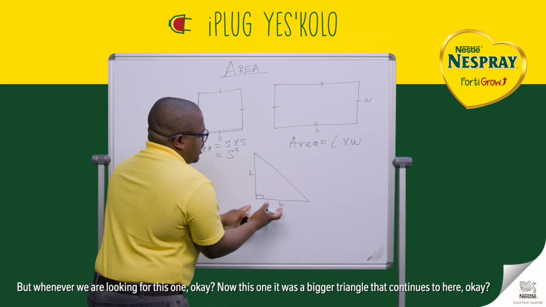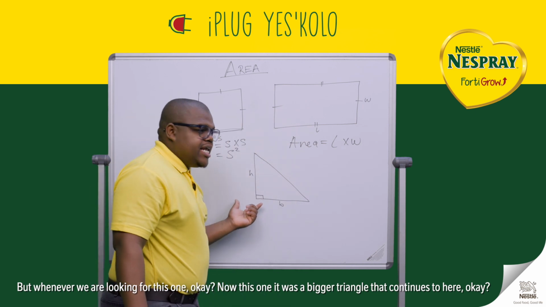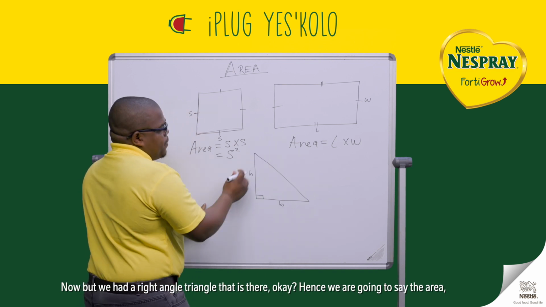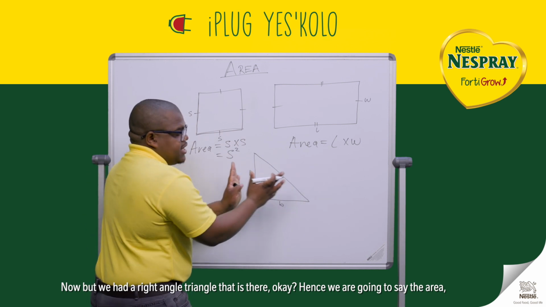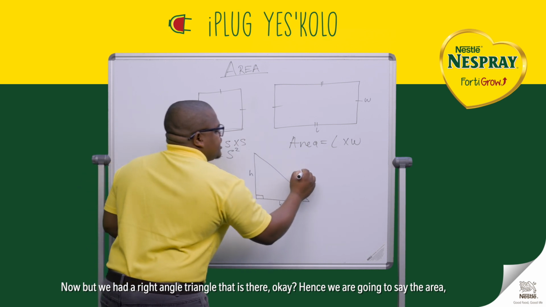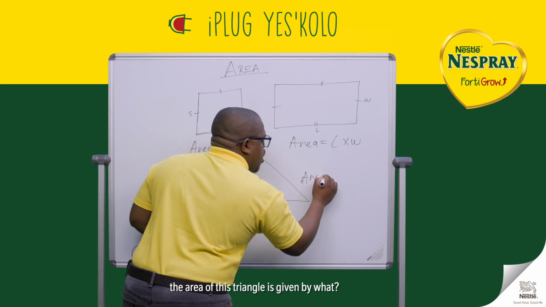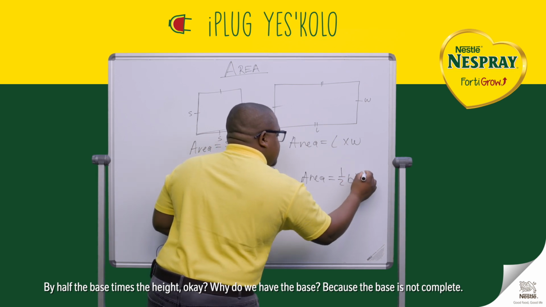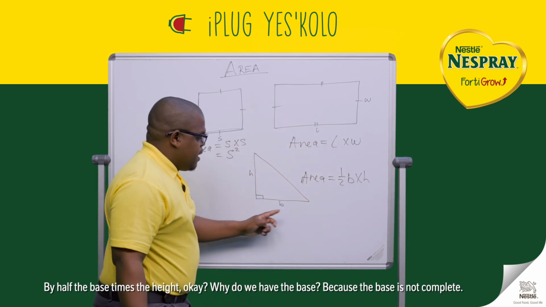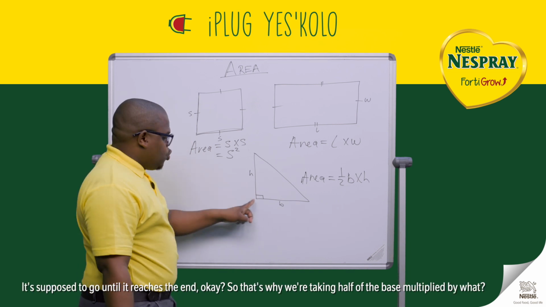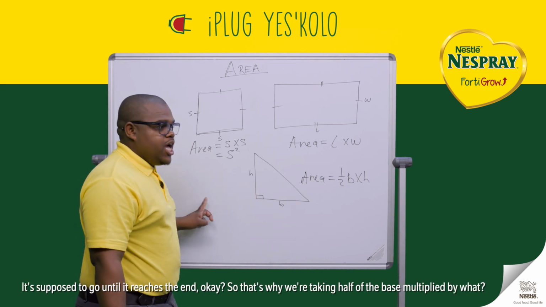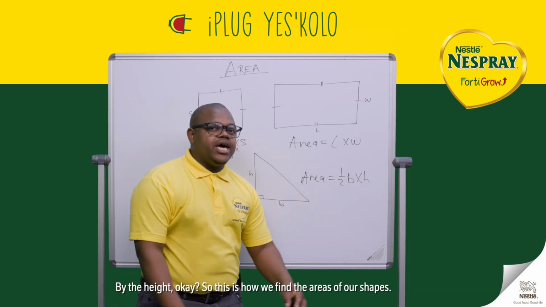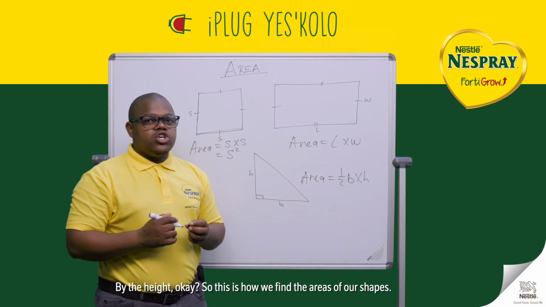But whenever we are looking for this one, it was a bigger triangle that continues to here, but we had a right angle triangle that is there. Hence the area of this triangle is given by half the base times the height. Why do we halve the base? Because the base is not complete. It's supposed to go until it reaches the end. So that's why we take half of the base multiplied by the height. So this is how we find the areas of our shapes.